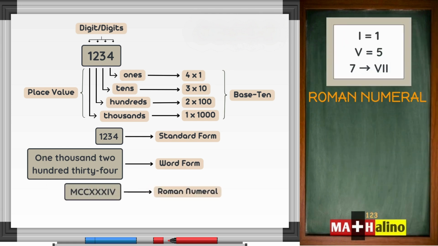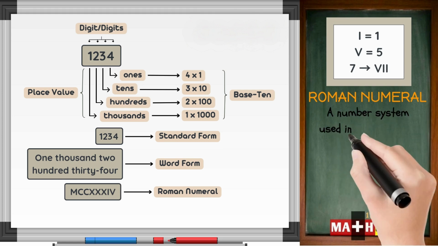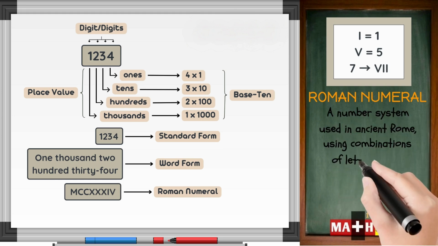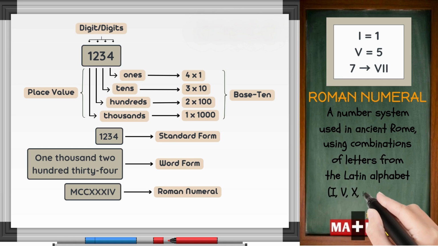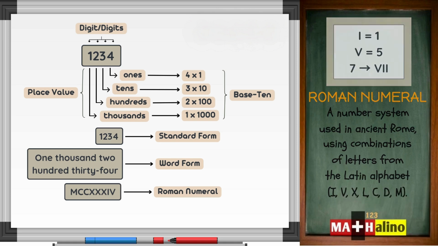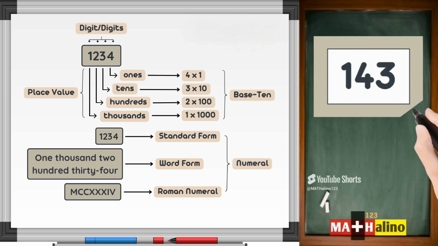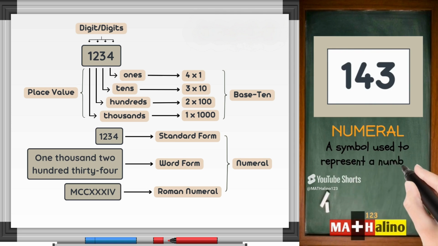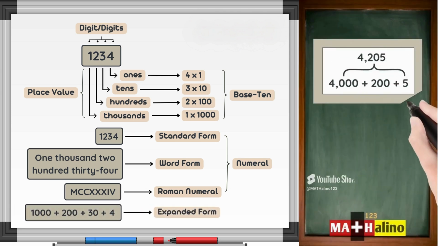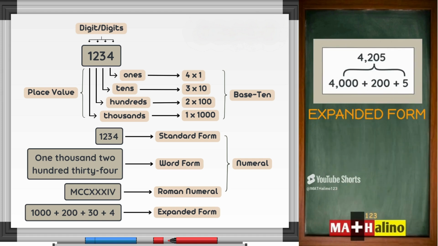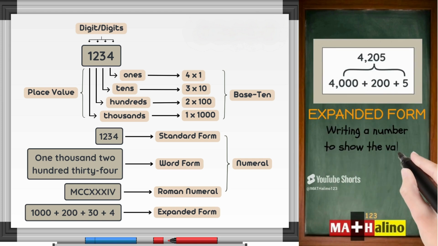Roman numeral. A number system used in ancient Rome, using combinations of letters from the Latin alphabet I, V, X, L, C, D, M. Numeral. A symbol used to represent a number. Expanded form. Writing a number to show the value of each digit.